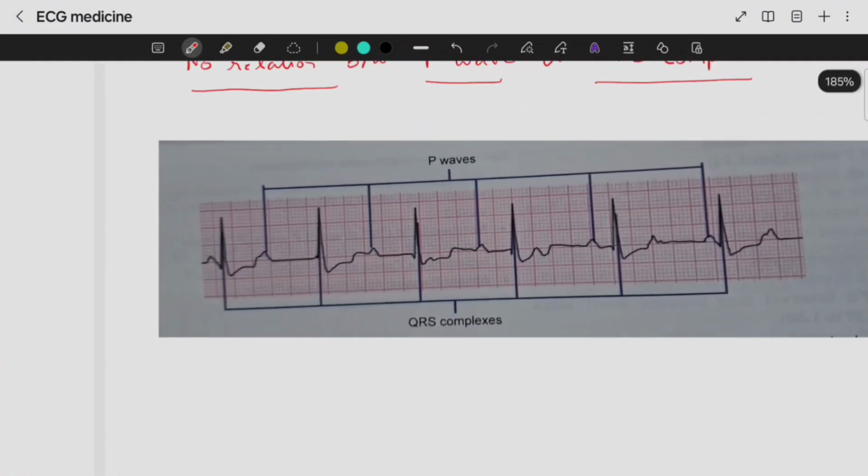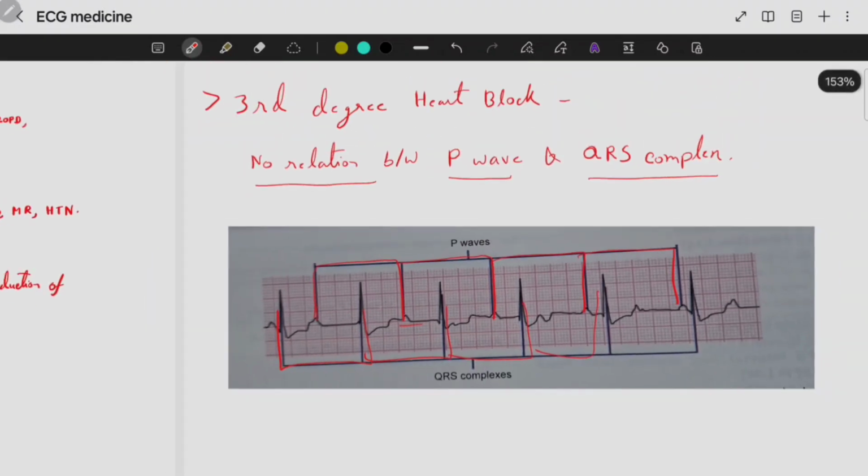Okay, let's see. Here the P-P interval is longer, then shorter, then more shorter, more shorter. But there is no relation between the P wave and the QRS complex. The P wave beats in its rhythm and the QRS complex beats in its rhythm. Okay, so this is called third degree heart block.